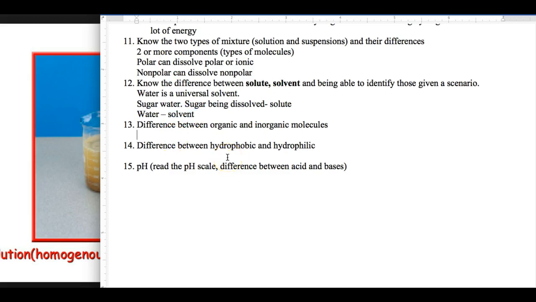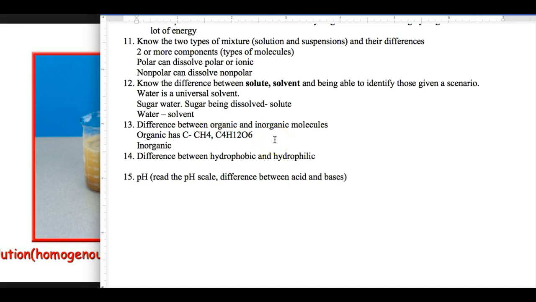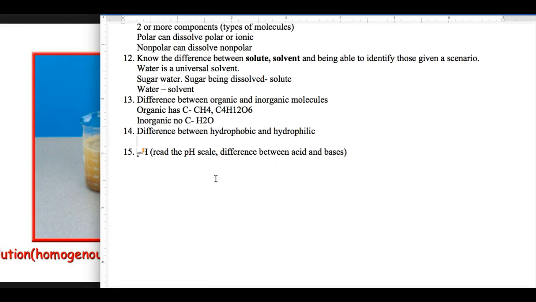Organic and inorganic molecules. Organic has a carbon somewhere in the molecule, such as CH4. Well, an organic molecule also has to have a CH of some sort, so CO2 is not organic. C4H12O6, for example, is a more complicated one. It's also an organic molecule. Inorganic doesn't have a carbon, so H2O, for example, is an inorganic molecule.